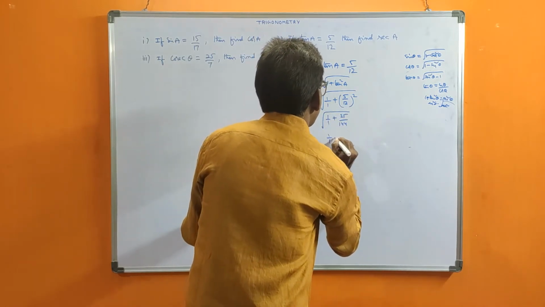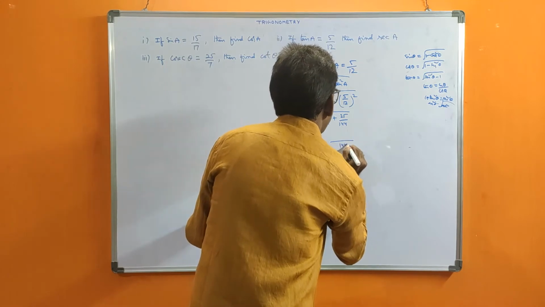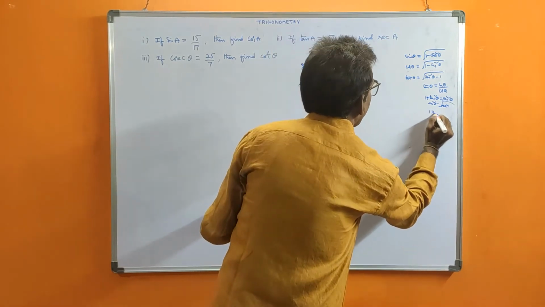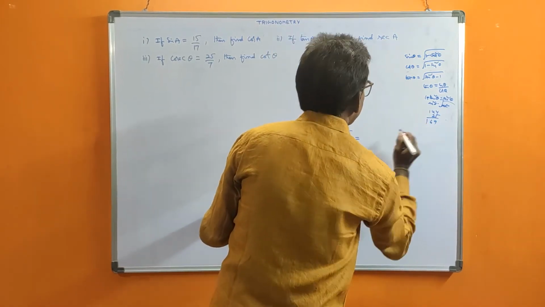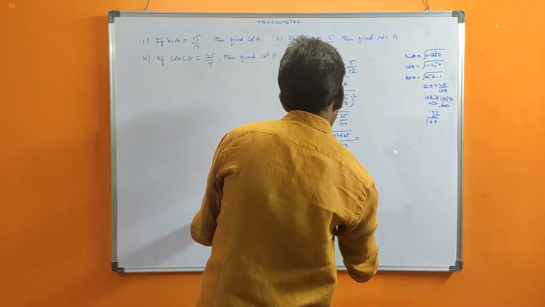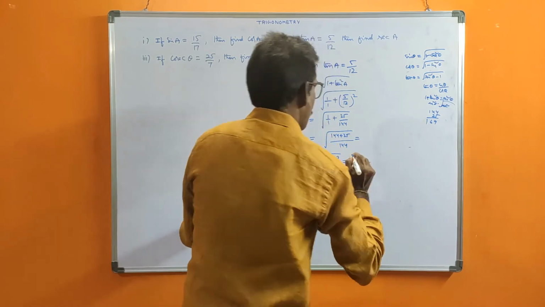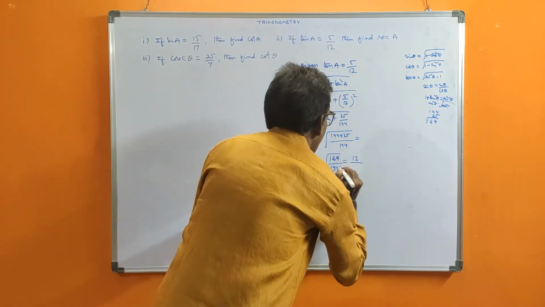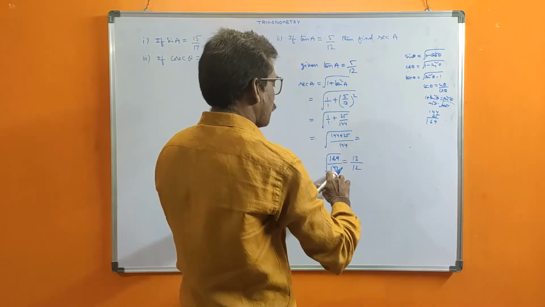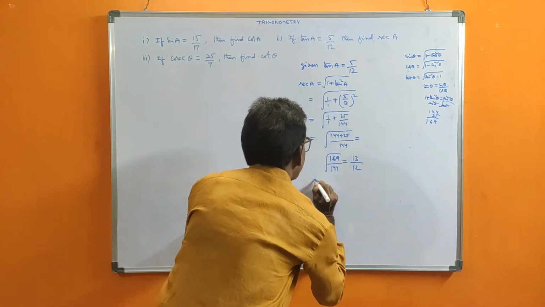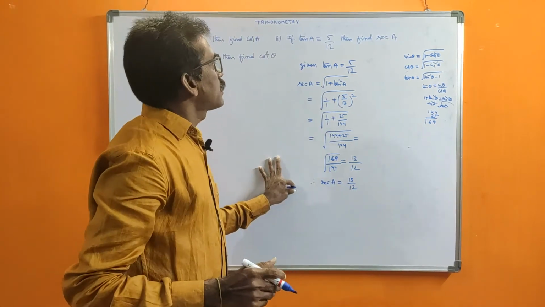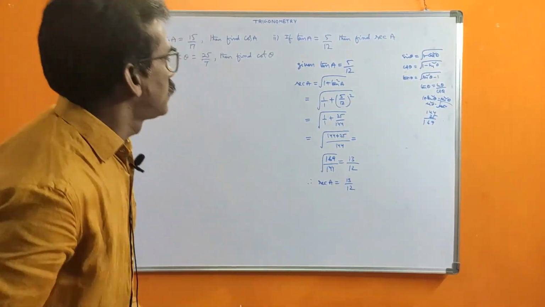Now 1 by 1, now LCM: 144 plus 25, root of, 169 by 144, root of. We know root of 169 is 13, and root of 144 is 12. 13 13s are 169, okay, 12 12s are 144. Therefore secant A is equal to 13 by 12. He asked only that. You know, this is direct.